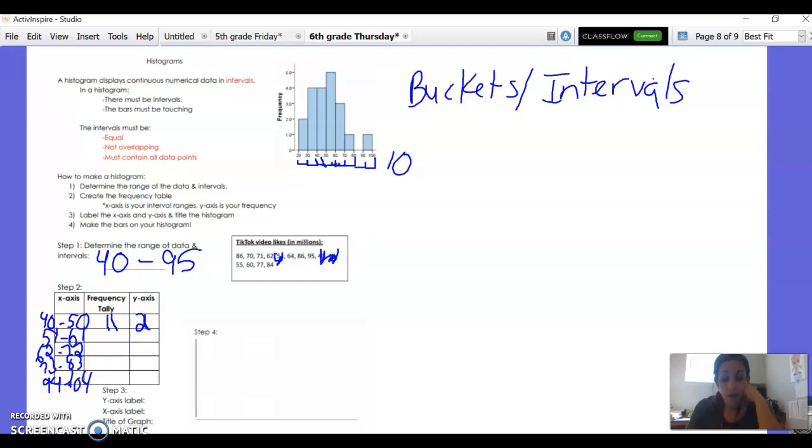That was totally my fault. I totally missed that. So 55, and it looks like we don't have anything else, just 55. So I'm going to cross off 55. That means I have one frequency, and it's going to be the number 1 on my y-axis.